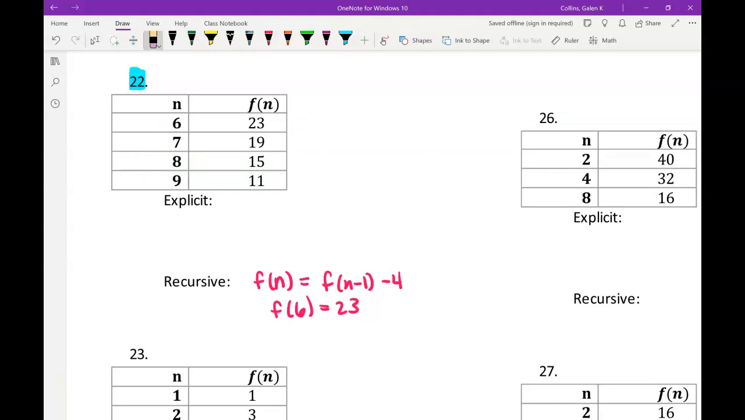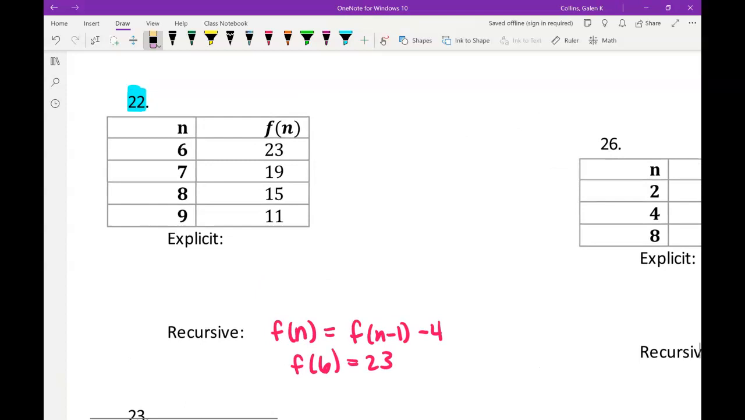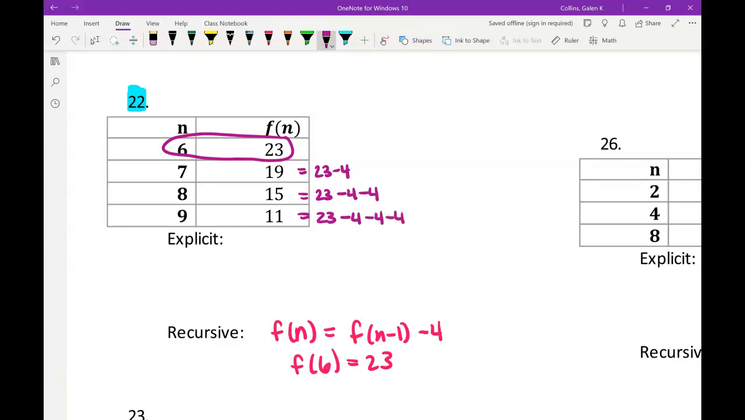I'm going to erase this so I can write something else here. We can come up with it organically in our table if we forget the form. So let's remember, I'm decreasing by 4, so I could think of 19 as 23 minus 4, wherever I started. I'm going to use this as my starting point. I could think of 15 as 23 minus 4 again, and I could think of 11 as 23, but I've now had to subtract 4 3 times.